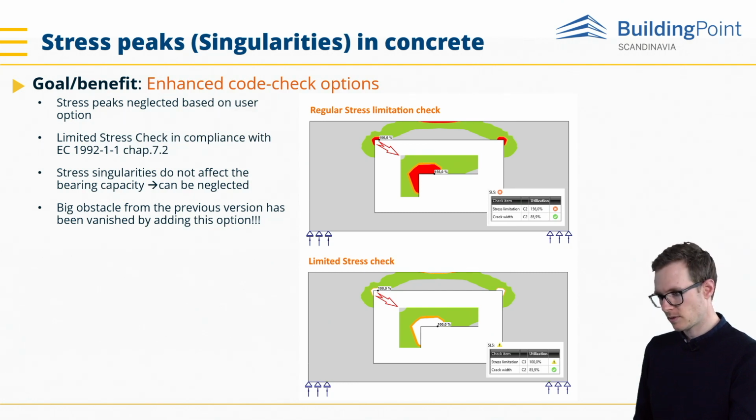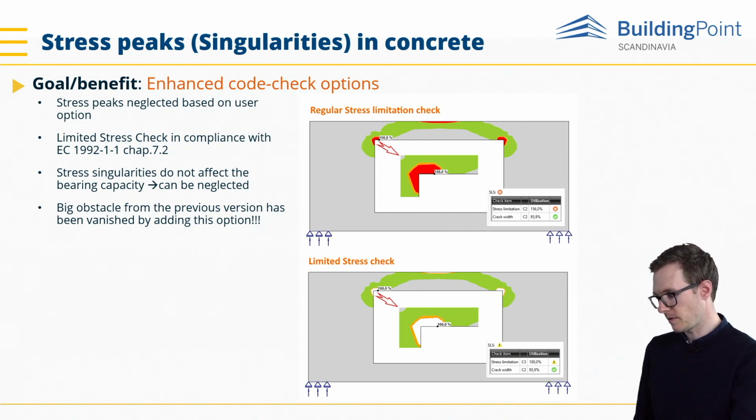So stress peaks in concrete, yeah, they are a nightmare for every engineer. The peaks appear in the area of sharp corners, abruptly changed section area, etc. And in almost all cases, the stress limitation code check has been unsatisfactory due to the concentration of stresses in previous versions of Detail.